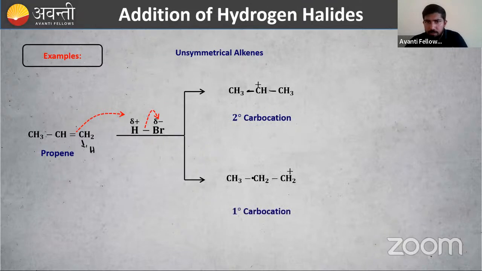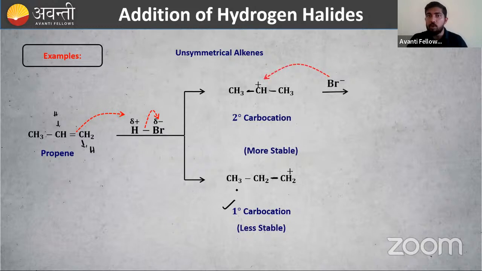So what about the next one? Here, if this carbon is taking one hydrogen, positive charge will be formed on the terminal carbon, that is CH2 plus. This is attached to one carbon atom, so I can call it a primary carbocation. Which one is more stable, secondary carbocation or primary carbocation? Of course, we have studied GOC. The secondary carbocation intermediate is more stable.